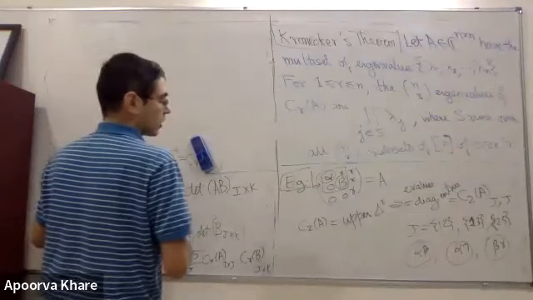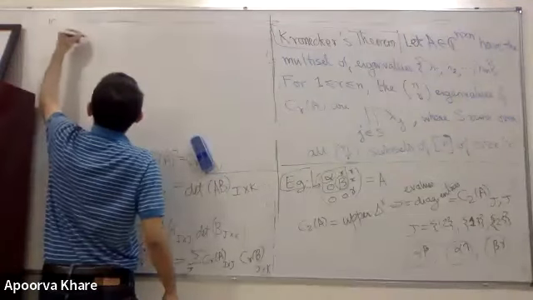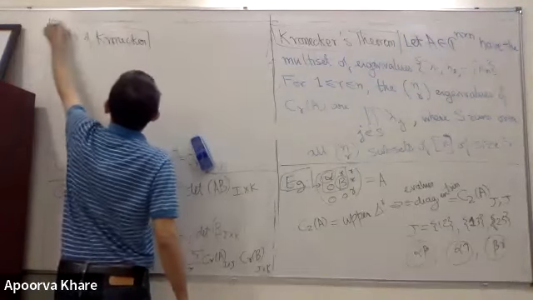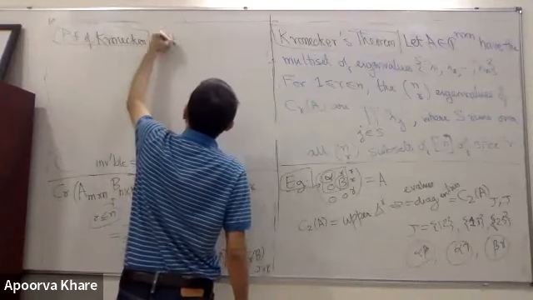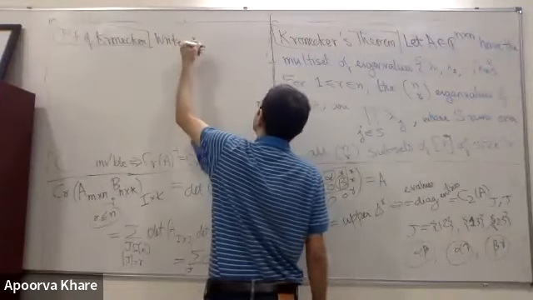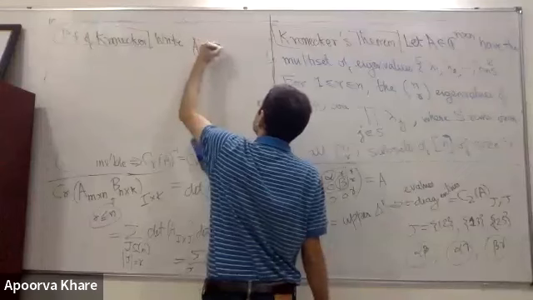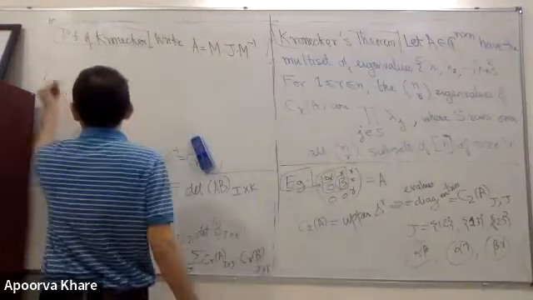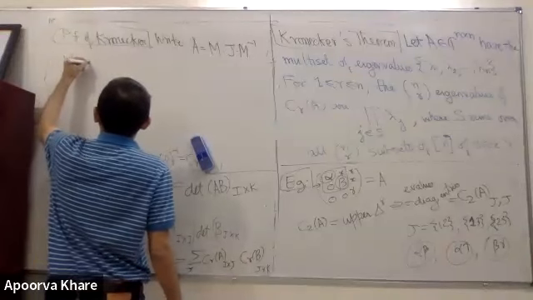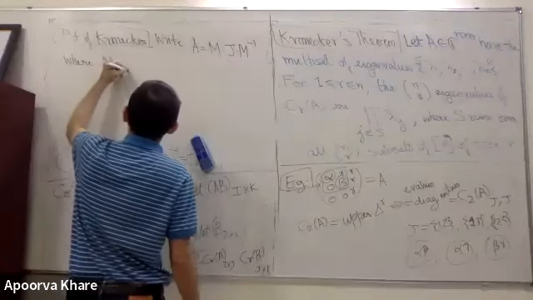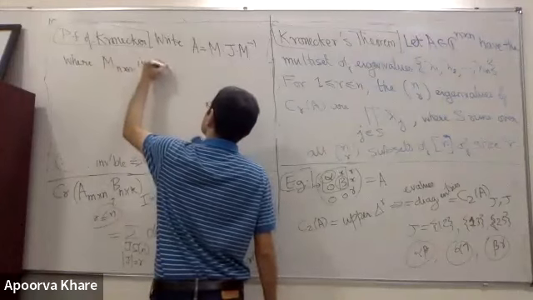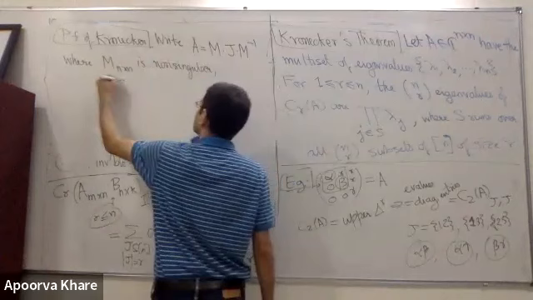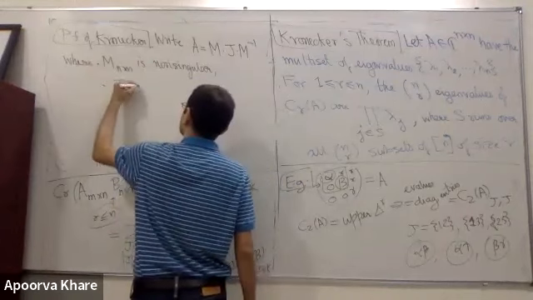So, okay, proof of Kronecker's theorem. Write A equals M J M inverse, where M is non-singular and J is in Jordan canonical form.